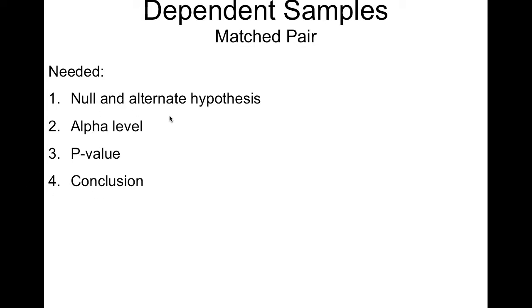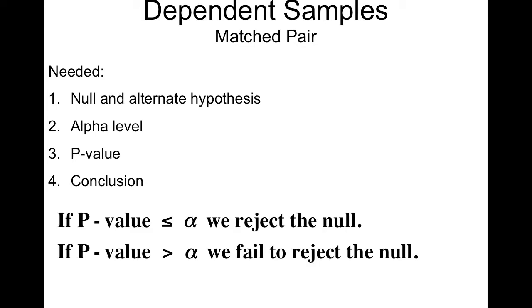You still need your null and alternate, alpha level, p-value, and then using your alpha level and p-value, you come up with your conclusion. So all those steps are the same. How you have your conclusion is the same. If p-value is less than or equal to alpha, you reject the null. If p-value is greater than alpha, you fail to reject the null. So remember, if p-value is less than alpha, rejecting the null means we side with the alternative. If p-value is greater than alpha, we fail to reject, which means we side with the null. That's how you decide which one we feel is true in our situation.